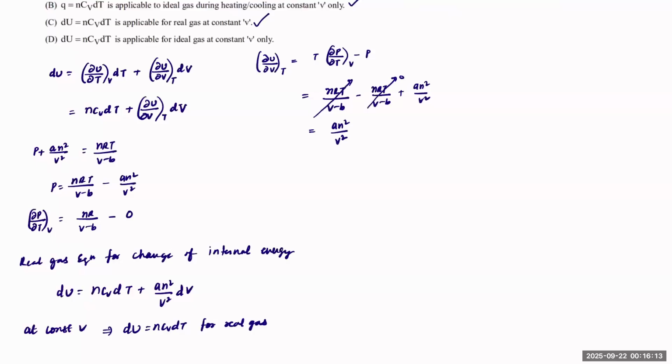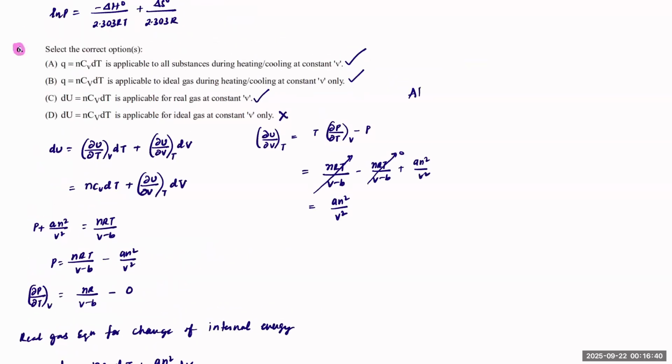Clear on this point? Right. Now notice the last one. nCv dT is applicable for ideal gas at constant volume only. That means it is emphasizing that this is only valid for ideal gas. Is it only valid for ideal gas? Not necessary, right? It is valid even for real gas at constant volume. Are you getting this? So is this correct, beta? No, this is not correct. So what are the correct options? A, B, C. I hope now you understood why D is not correct, beta. Yes, sir. Right.